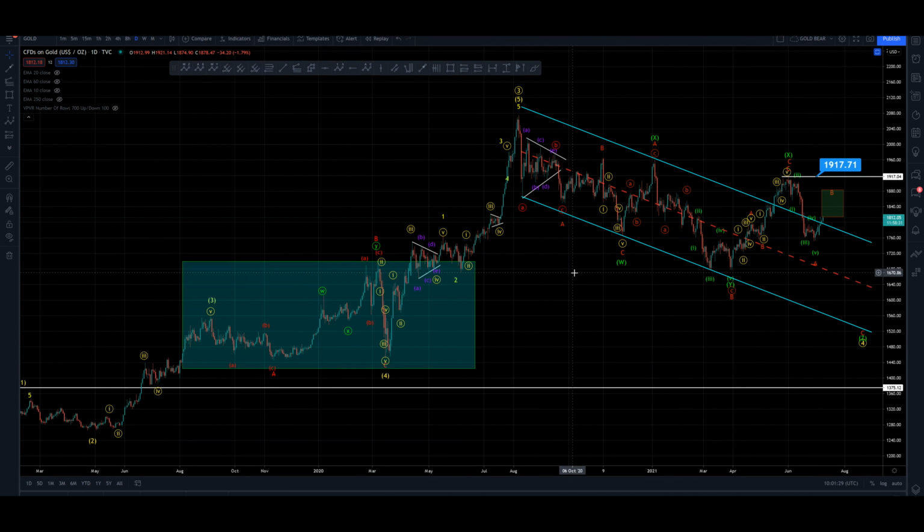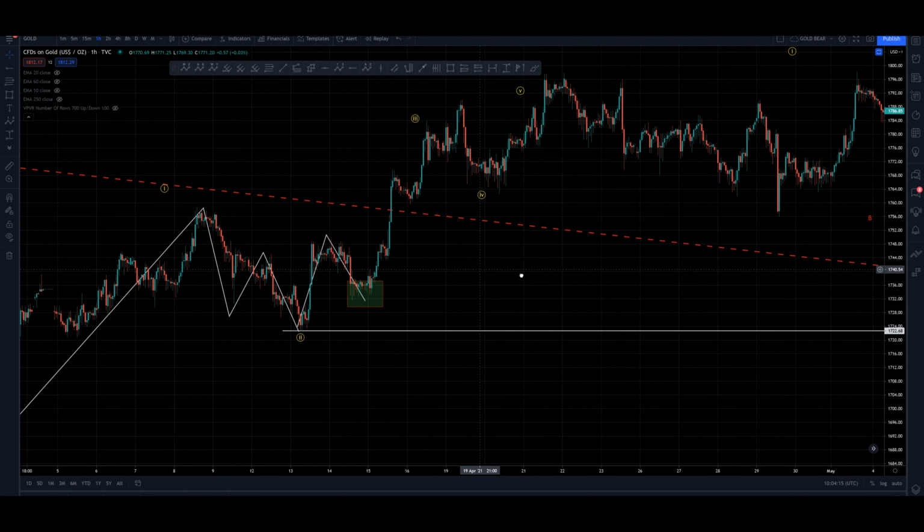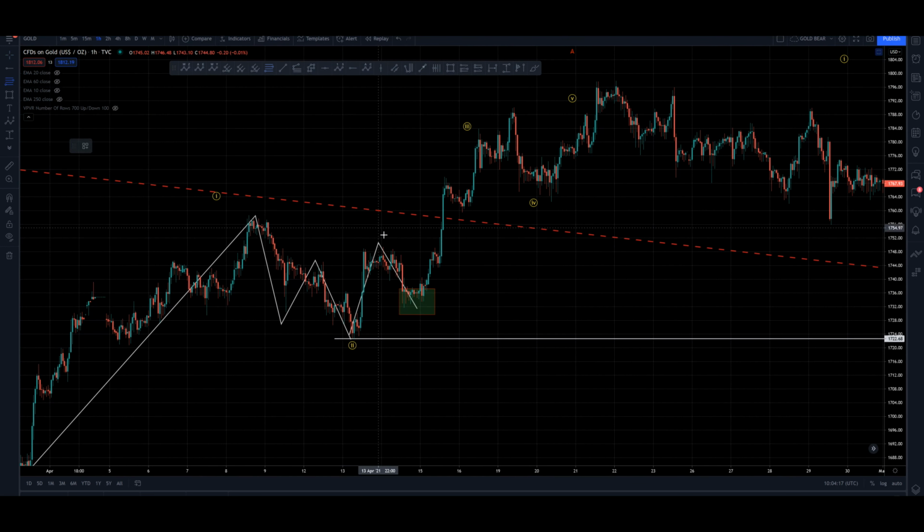Now, where you enter on this 3-wave move back, just like on this 3-wave move back, or just like on this one, wherever it is, you set the stop on the previous low. Wherever it is you set it up, you're going to have to figure out when you get in.